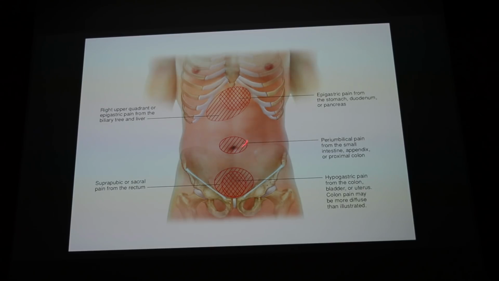Now you can see the midgut, hindgut and foregut derivatives and how these different pains manifest. Even the pain of the appendix presents around the umbilicus, then it radiates to the right lower quadrant, the right iliac fossa, it radiates downwards, but classically it starts around the umbilicus.